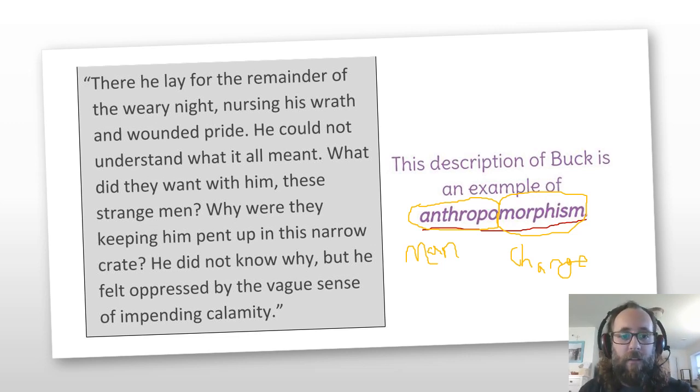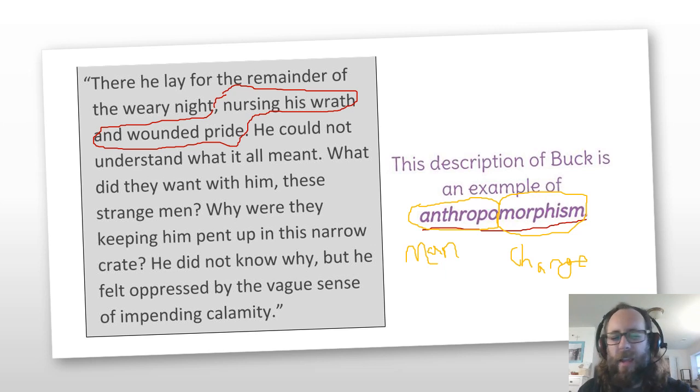Okay, so when we look at this example here, look at this text on the left. It says he was nursing his wrath and wounded pride. Nursing means very carefully taking care of something. So his anger, his pride, he was just taking care of them all night. Only a person would do that. A dog's not going to do that.